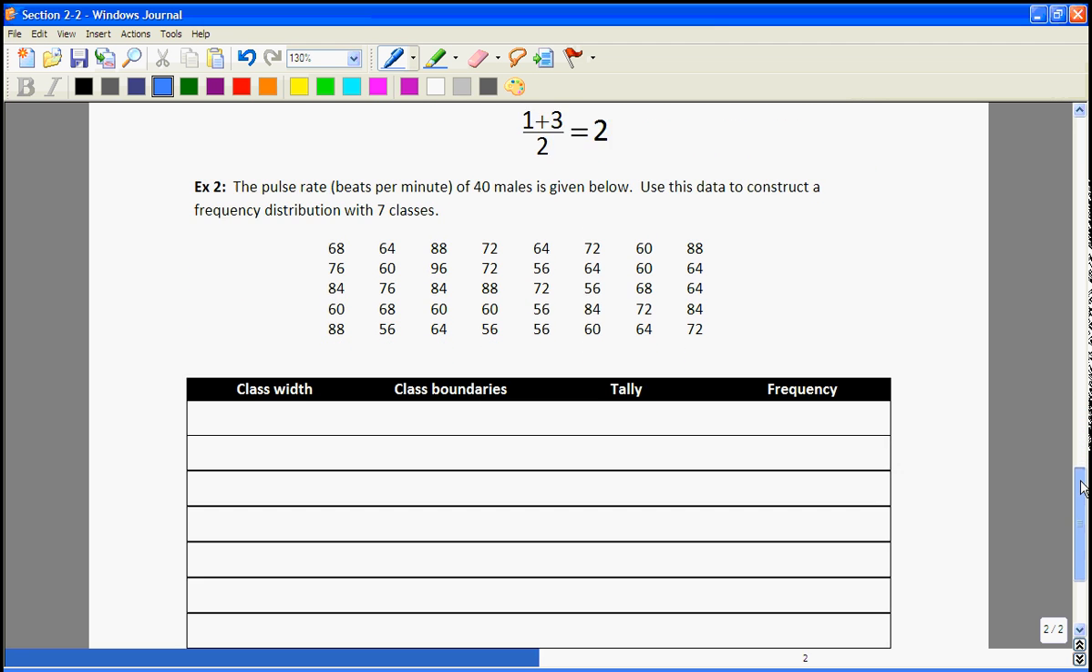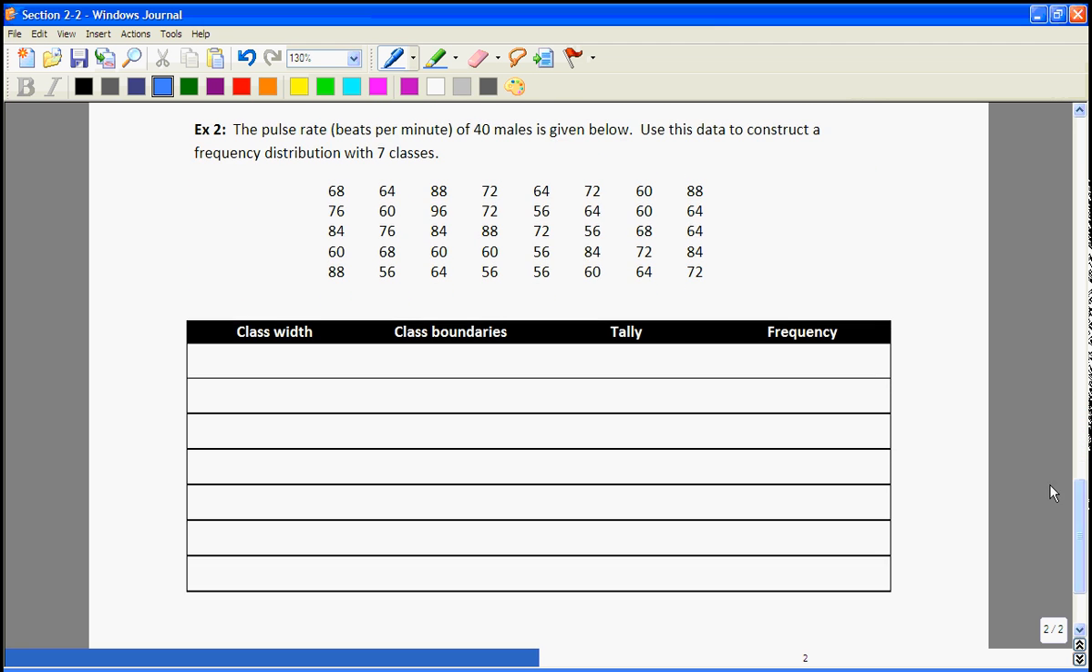Okay, let's take a look at example 2. The pulse rate, or beats per minute, of 40 males is given below. Use this data to construct a frequency distribution with 7 classes. Well, what do you notice here? Unlike with our last example, we don't have any classes. We have to figure them out ourselves. But they gave us a little bit of information. They told us that we should end up with 7 classes. Well, we have to decide what those classes are going to be.